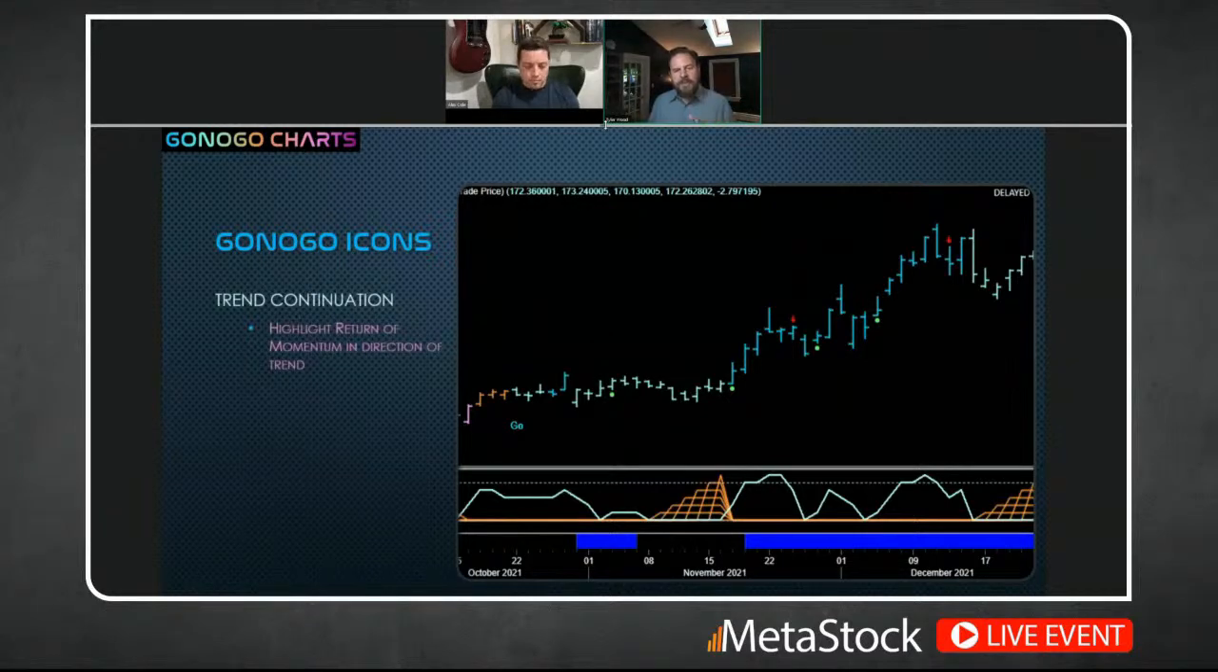So what we've built into the tools are some really unique data visualization icons. First being those trend continuation icons. That's what Alex and I are talking about. The ball came back to the glove, it was caught and tossed up again. So if you're holding a position in here and you see more of these green circle icons, it means momentum is resurging in the direction of the trend, right?